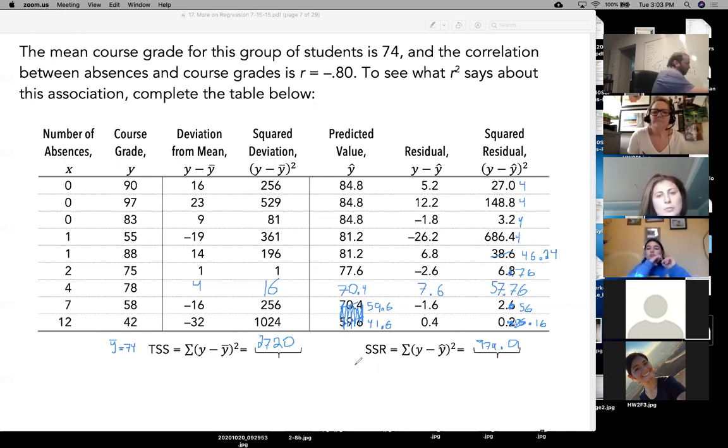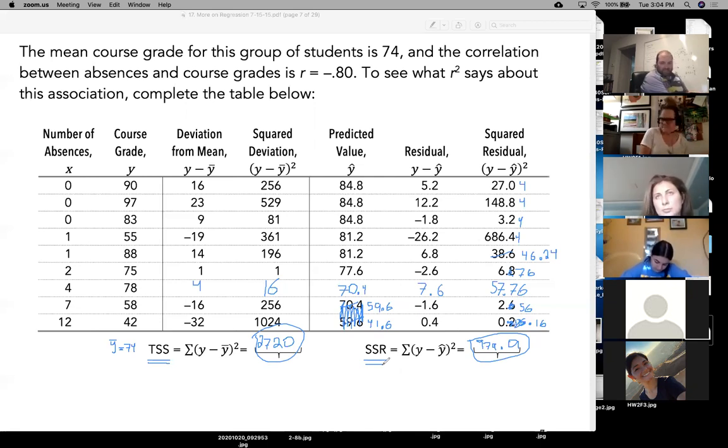Okay, we have these two numbers. 979.01. So here we have 2723. This is the TSS. And here we have 979.01. This is the SSR. The TSS stands for the total sum of squares.